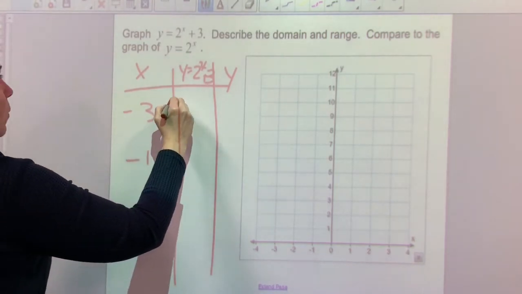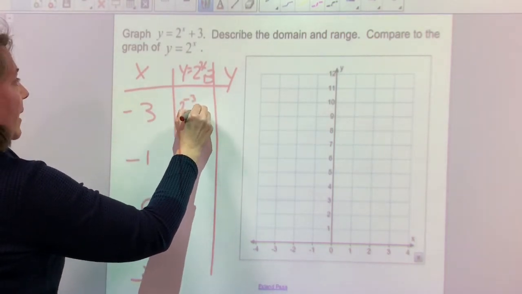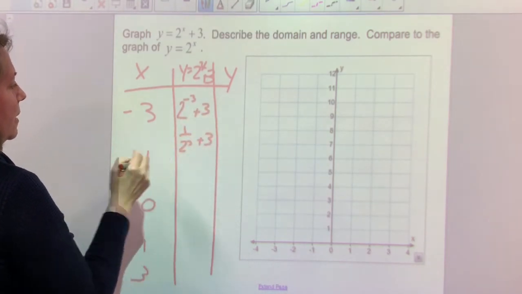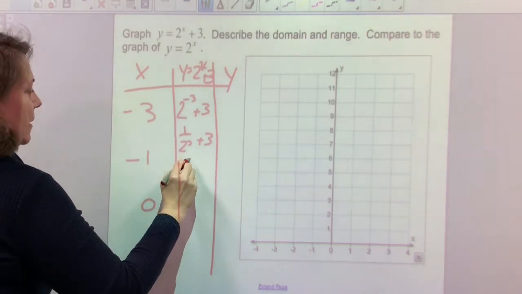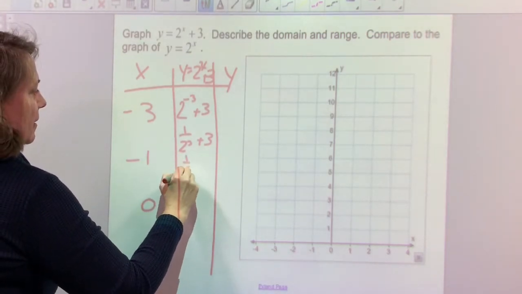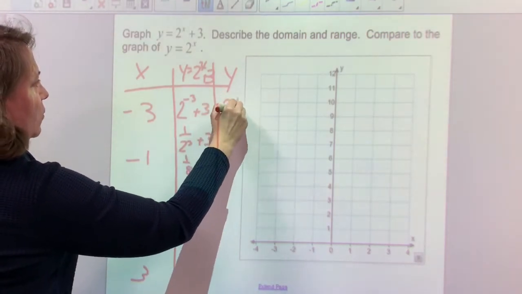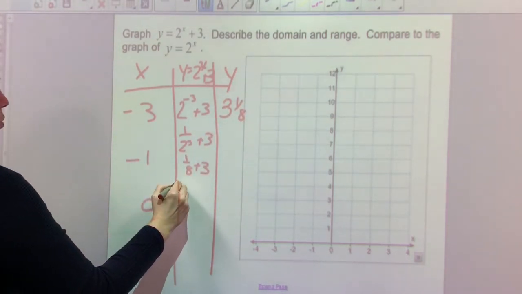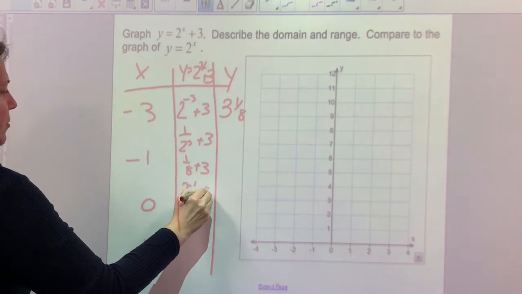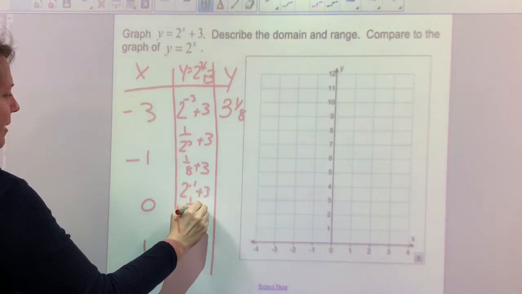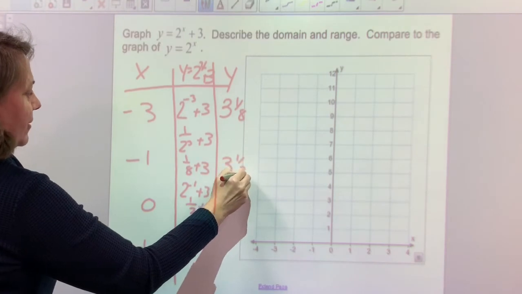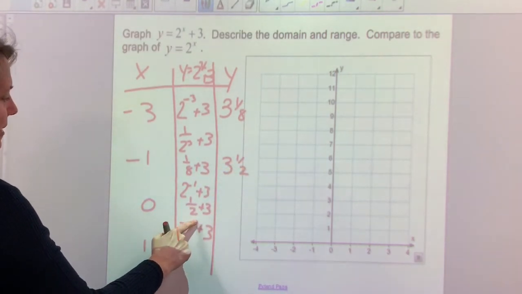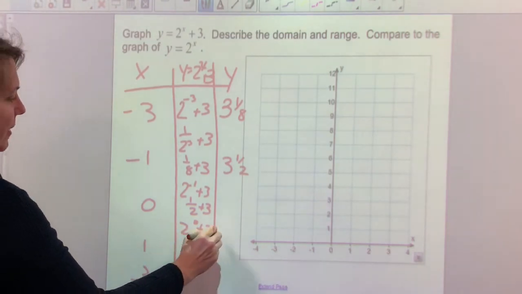So y equals 2 to the -3rd power plus 3. That is 1 over 2 to the 3rd power plus 3. 2 to the 3rd power is 8. 1/8 plus 3 is 3 and 1/8. Okay, now -1. So 2 to the -1 power plus 3, that is 1/2 plus 3, 3 and 1/2. 0, 2 to the 0 power plus 3, 2 to the 0 power is 1, 1 plus 3 is 4.